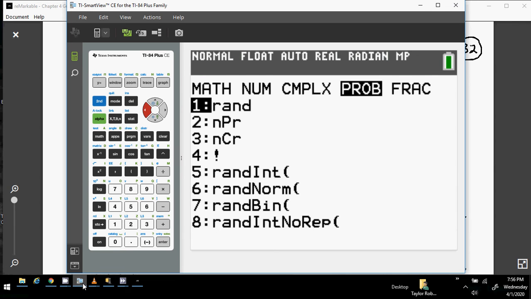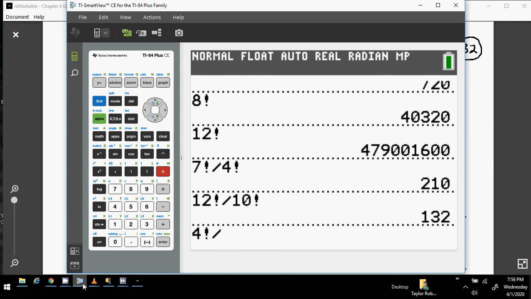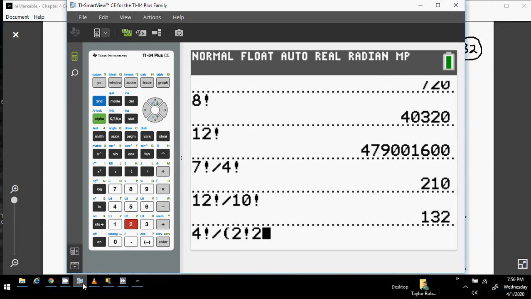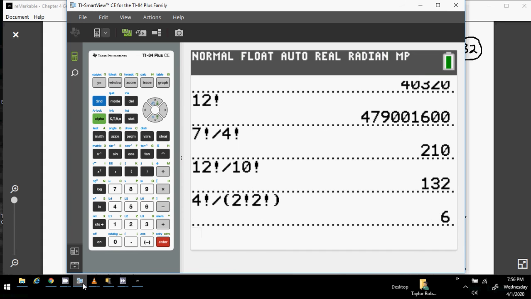Press 4, math left, 4 divided by parentheses 2, math left, 4 close parentheses, and you'll get 6. So 6 is our answer there.